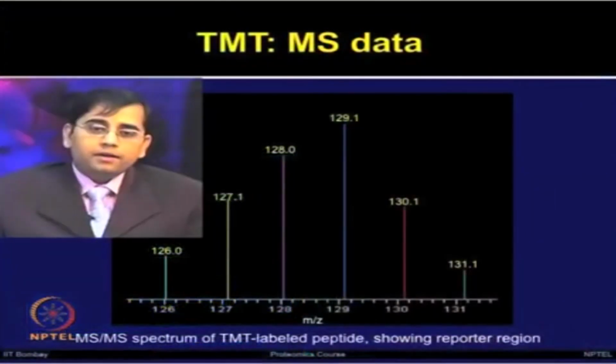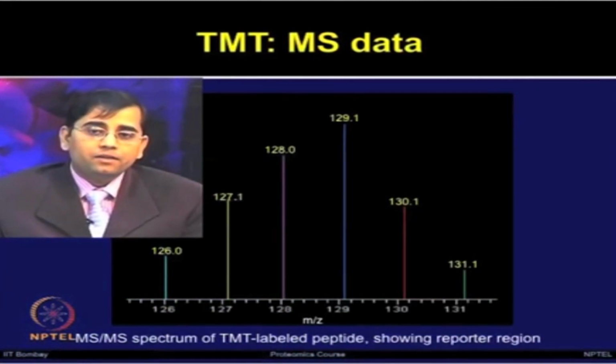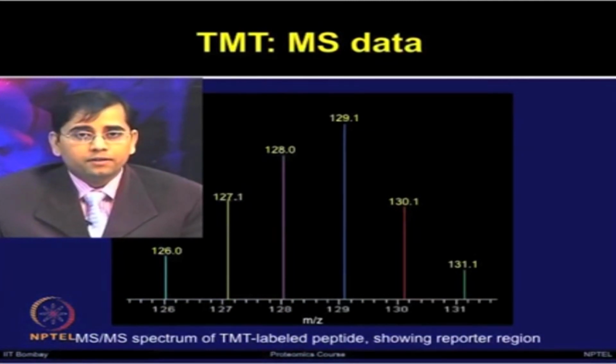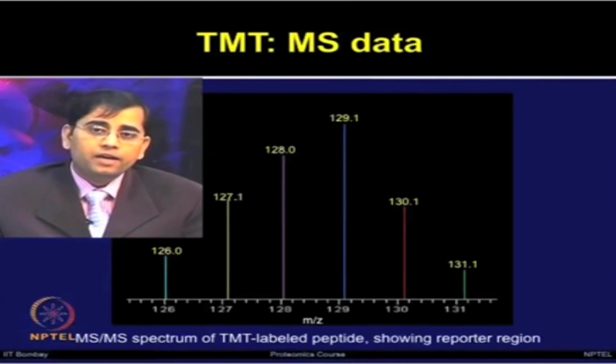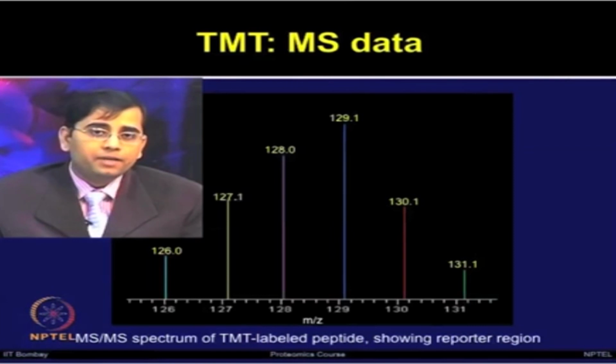I am showing you one representative MS/MS spectrum of a TMT labeled peptide, which is showing a reporter region. The relative abundance of a target protein or peptide fragment in 6 different samples can be easily measured by comparing these signature mass peaks, which are generated by the different mass tags.